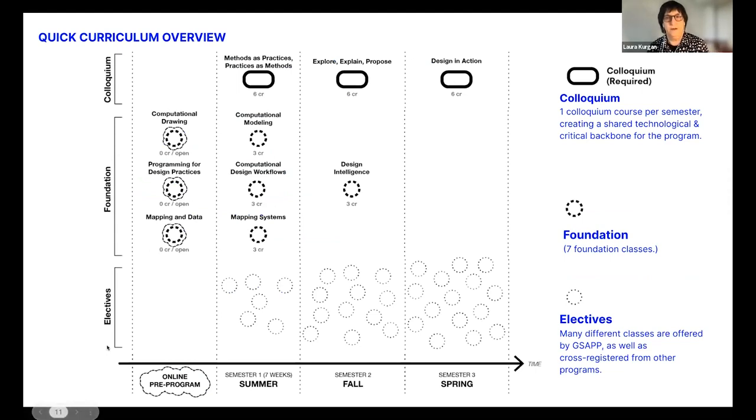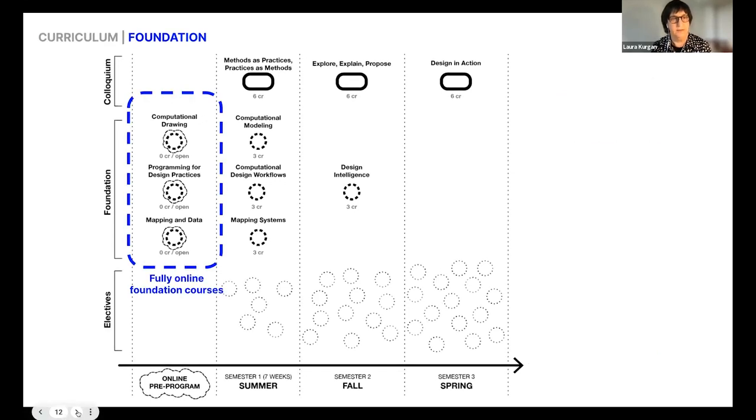So just for a quick curriculum overview, you can see that we have a series of colloquium studios, a series of foundational classes, and a series of elective classes. And I'm going to explain what all of those mean.